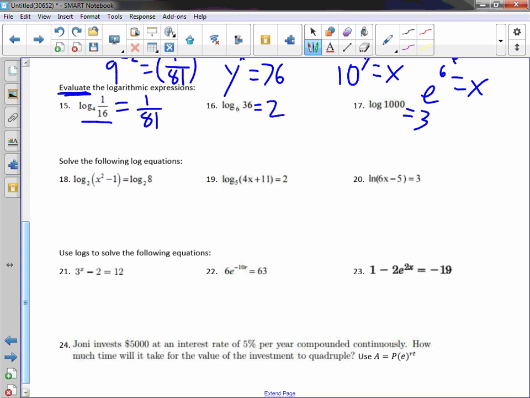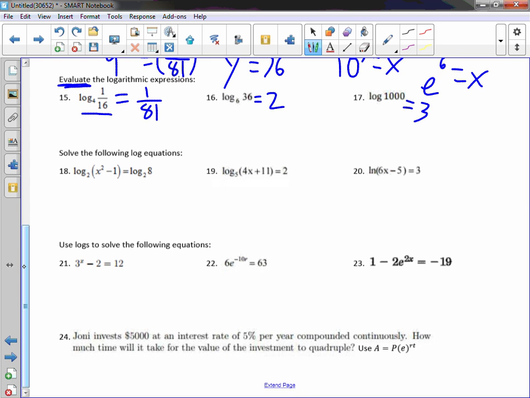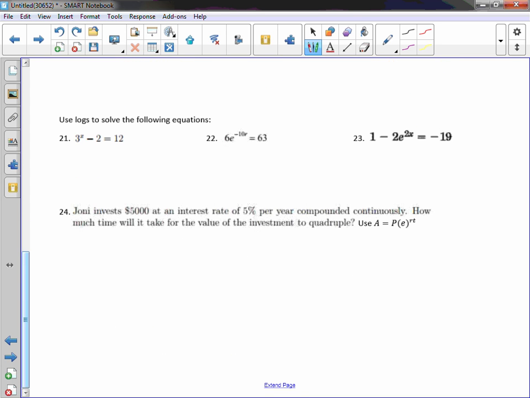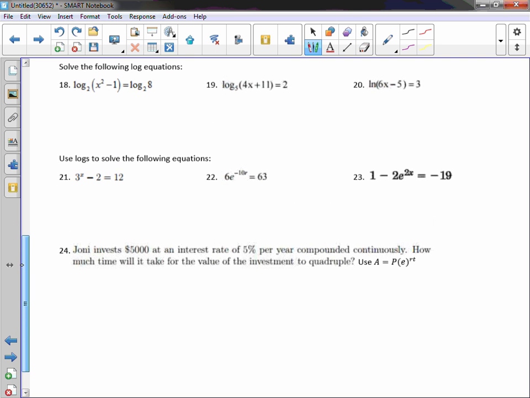Number 18, we're starting to solve using logarithms, solving logarithm equations. The first scenario we see is a log on both sides of the equal sign. When we have a log on both sides of the equal sign and the little number's the same, in this case they're both 2, all we have to do is cancel out the logs. Those two logs cancel each other out. I get x squared minus 1 equals 8.